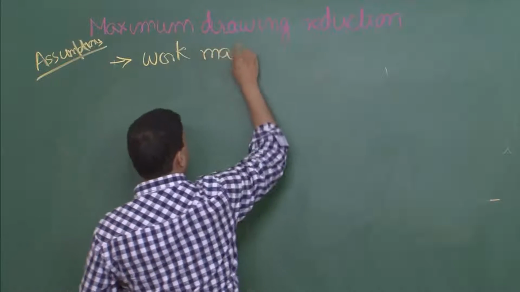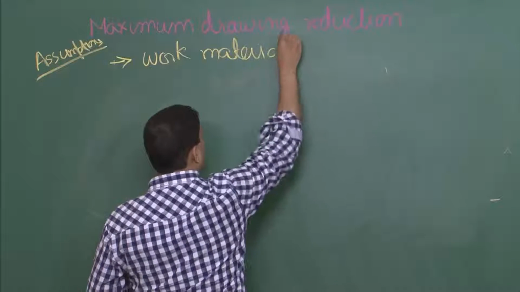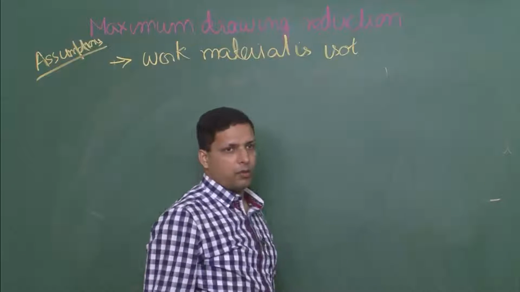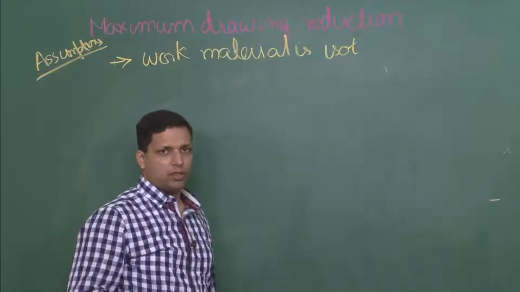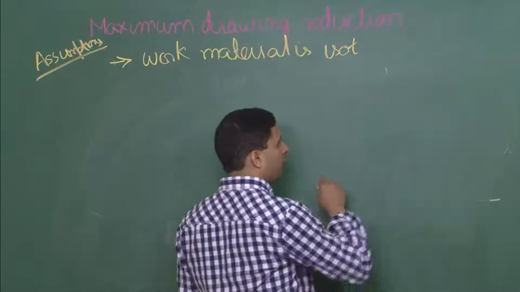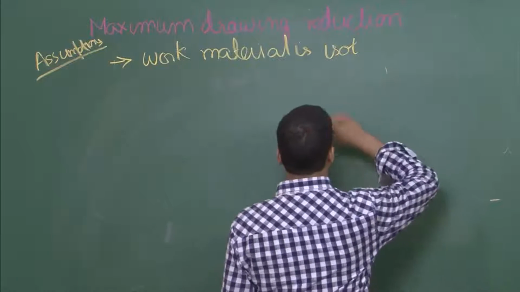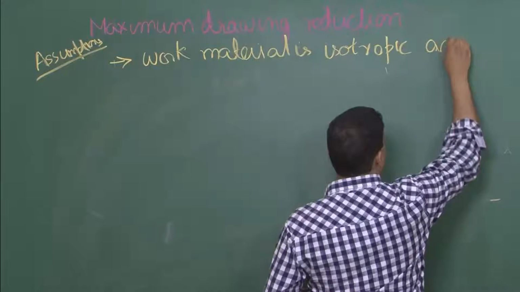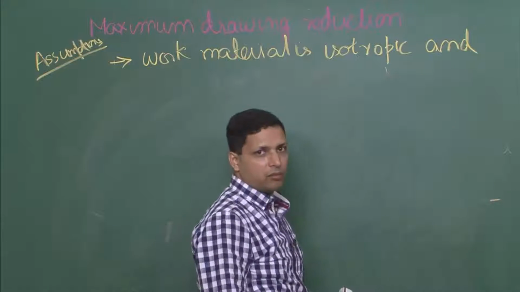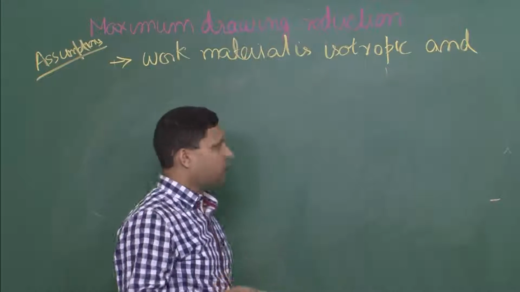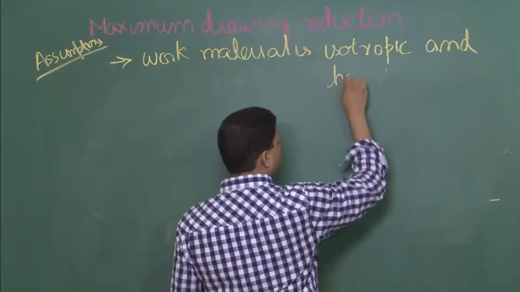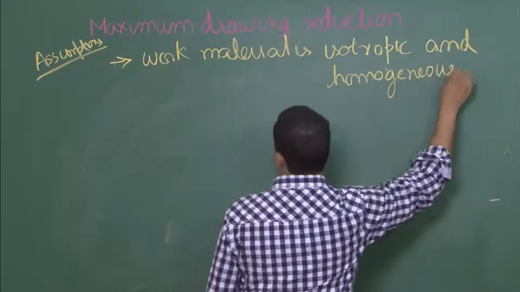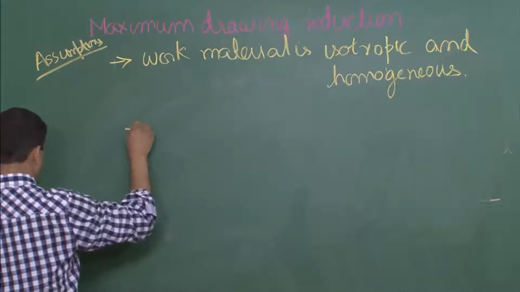The work material is isotropic, and you will see why we are able to justify the use of this assumption when we start formulating formal equations for this. Isotropic and homogeneous. So, not only isotropic, but also homogeneous, meaning one part of the material does not behave differently from the other part. So, this is assumption number 1.